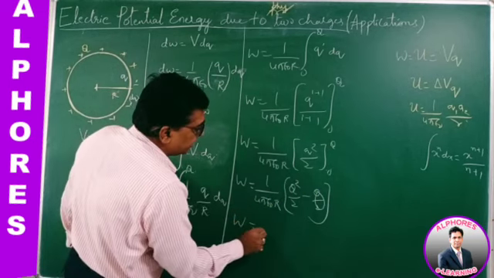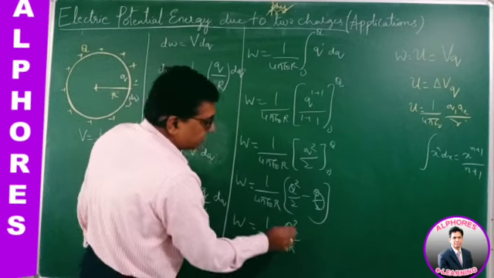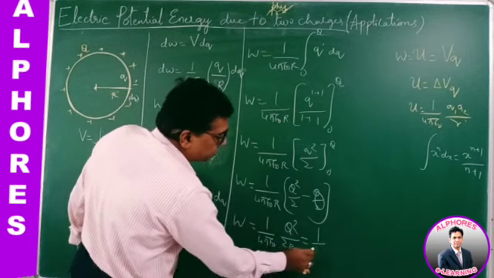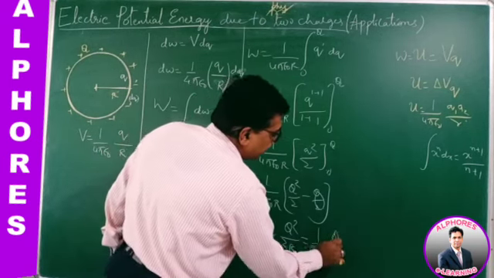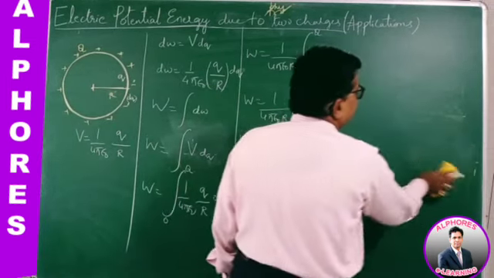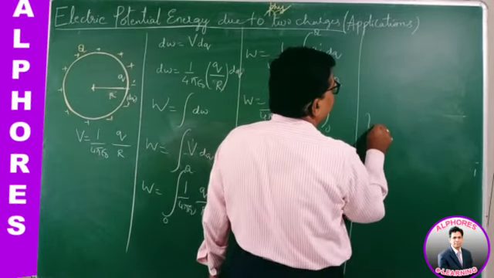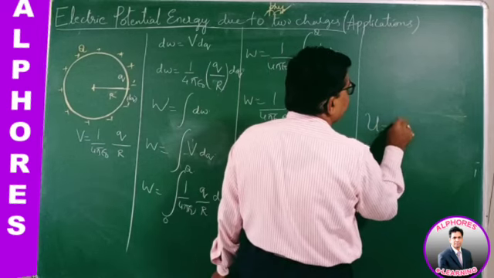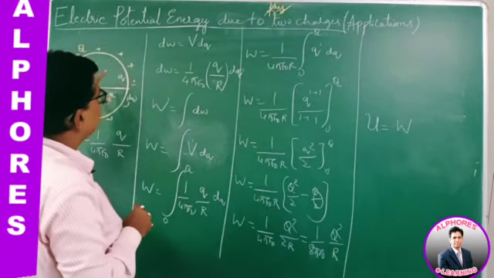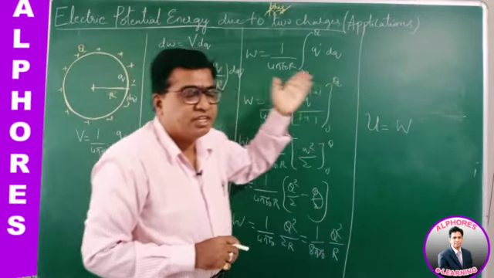So the work done is 1 by 4 pi epsilon naught, q squared by 2r, or multiplying the 2, 1 by 8 pi epsilon naught, q squared by r. So the electrical potential energy of the system, the self potential energy of a charged sphere, is the total work done in moving the charge from infinity to this point.